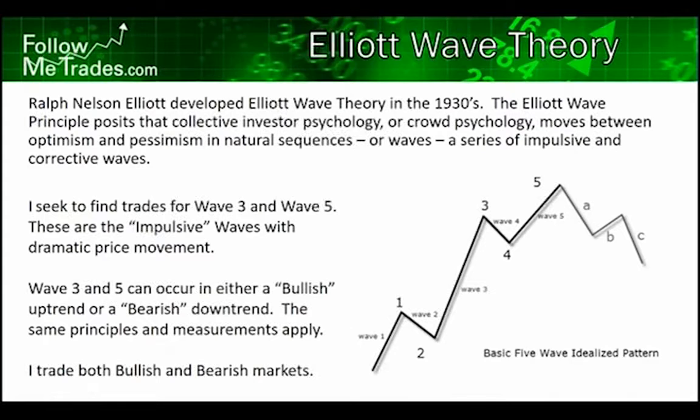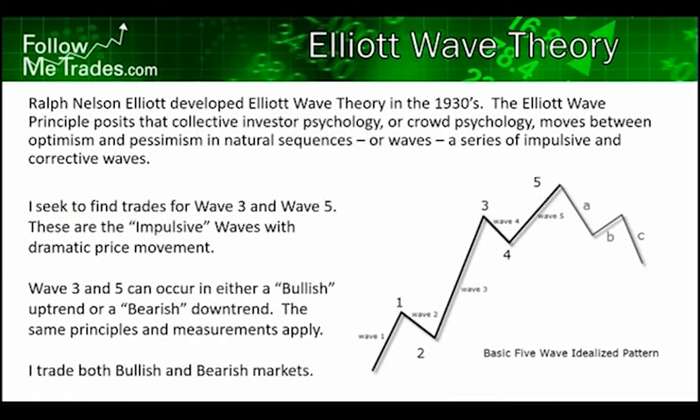Okay, so Elliott wave. The market moves in a series of impulsive and then corrective waves. The big impulsive wave, as you can see on this chart, is wave 3, and that's really the best wave to trade. Wave 4 is corrective. Wave 5 is another impulsive wave, right? So I really like to trade wave 3 and wave 5. They're the impulsive waves, and they have dramatic price movement.